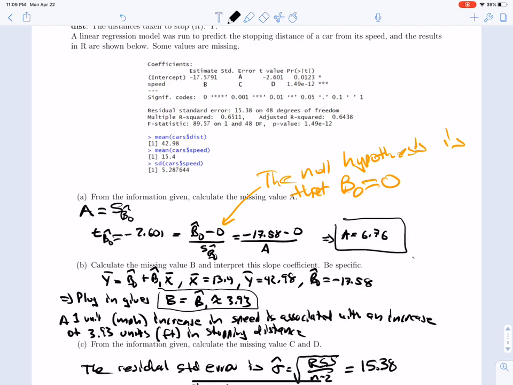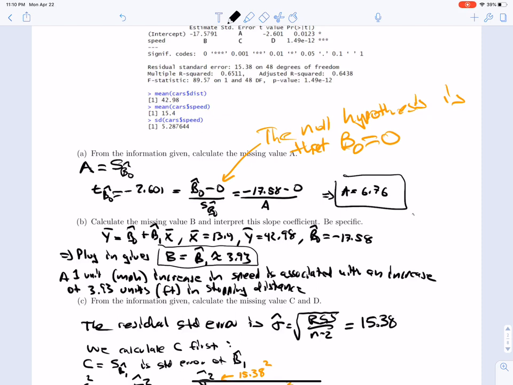So first we calculate A. We know that the t statistic is minus 2.601, and that's beta 0 hat minus beta 0. Beta 0 is 0, so that is the null assumption, over the standard error. The standard error for beta 0 hat is what is A here. So we can just solve for A, 6.76. Then we can calculate the missing value B and interpret this slope coefficient.